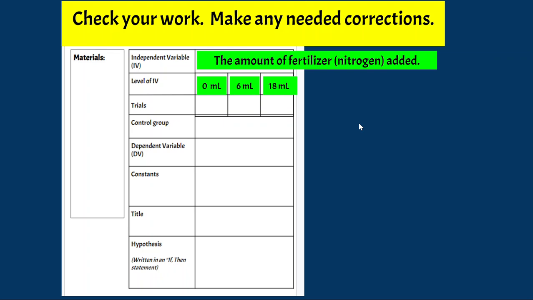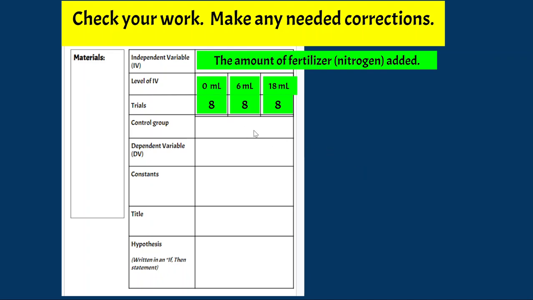We have 8 stations for 8 student groups, just like we did in our original ecosystems. So we're going to have 8 trials for each level, okay? 8 jars that have 0 mils, 8 jars that have 6 mils, and 8 jars that have 18 mils. Remember, with milliliter, you do write it lowercase m, capital L. Liter is always capital L.